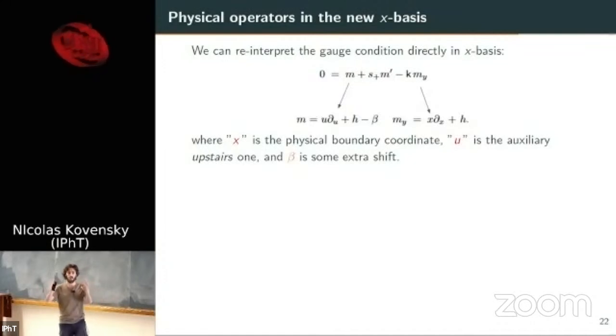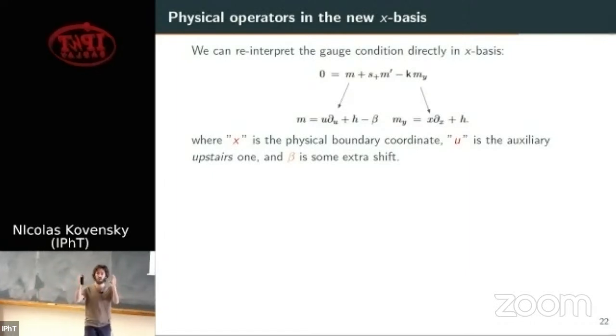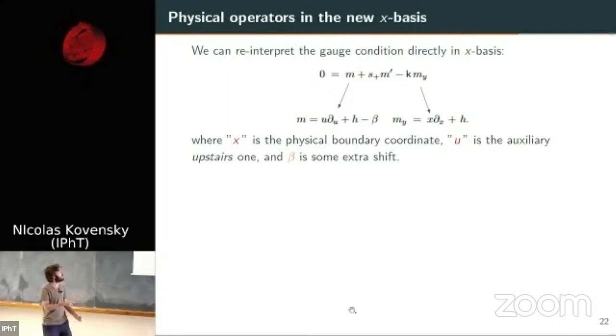I want to think directly in the X basis, and for that I just noticed that the whole procedure we did was not really a procedure on the full correlator. It was a procedure which is operator by operator. So I can directly translate the whole non-trivial thing, which is the gauge invariance condition, directly to the X basis.